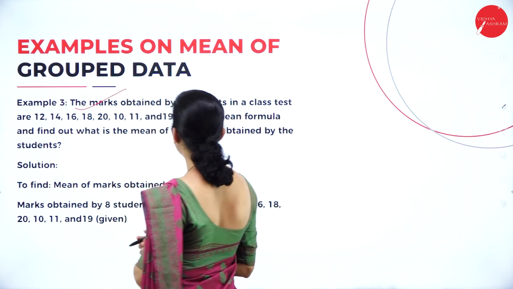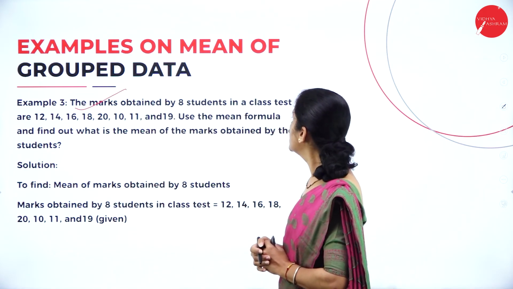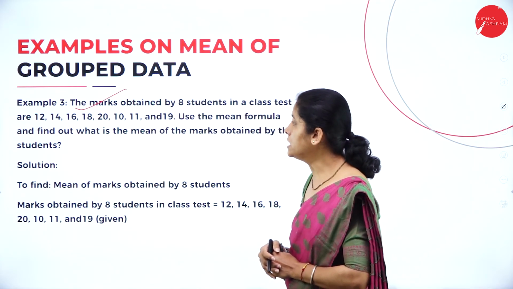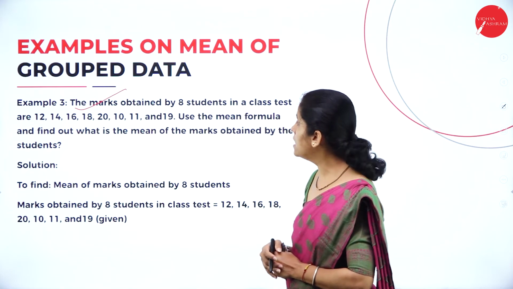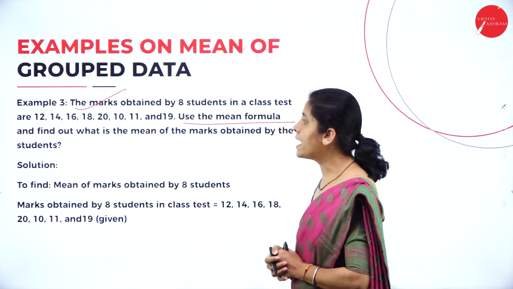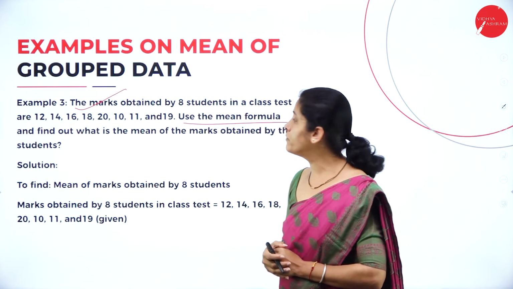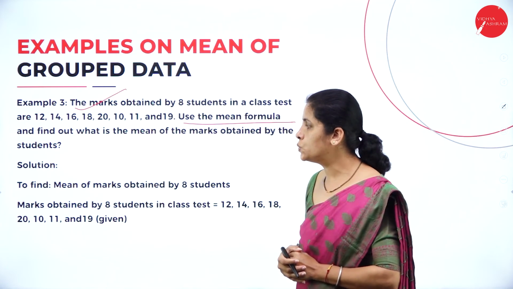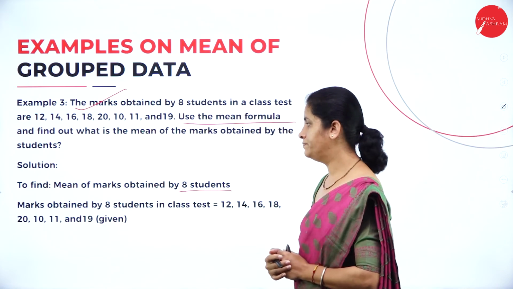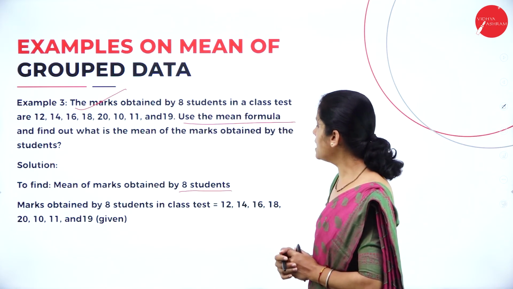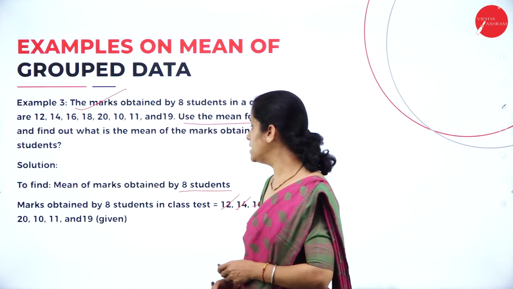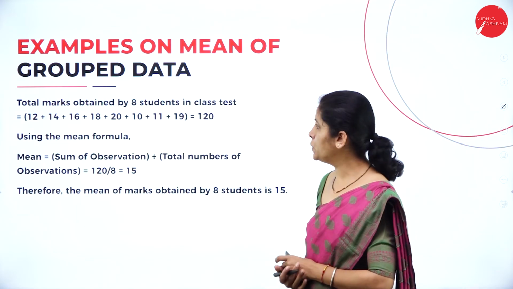So, dear student, let me consider another question here. The marks obtained by 8 students in a class test are 12, 14, 16, 18, 20, 10, 11 and 19. Use the mean formula and find the mean of the marks obtained by the students. So dear student, I have 8 students. And what are the marks? I have 12, 14, 16, 18, 20, 10, 11 and 19 respectively.